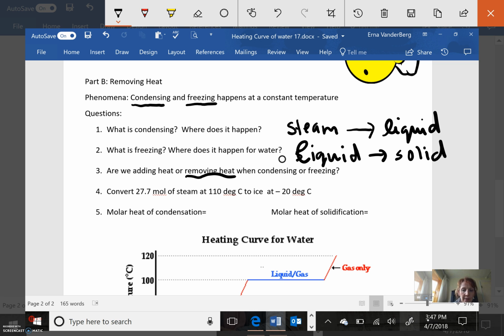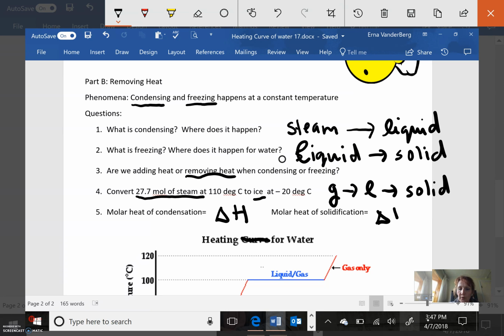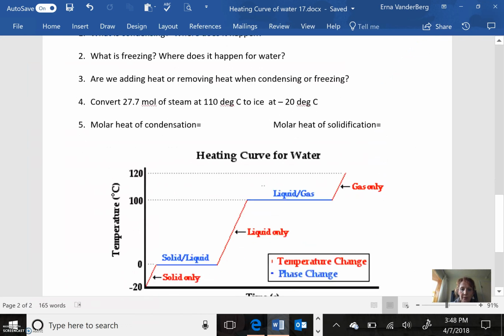So let's take a look at this heating curve again. By the way, the curve is really more of a step graph, if you will. We're going to take this many moles of steam and we're going to remove a lot of heat. We're going to change the gas to liquid and then to solid. And what we're going to do is look at the molar heat of condensation and the molar heat of solidification. Let me show you where that is on the graph as I scroll down.